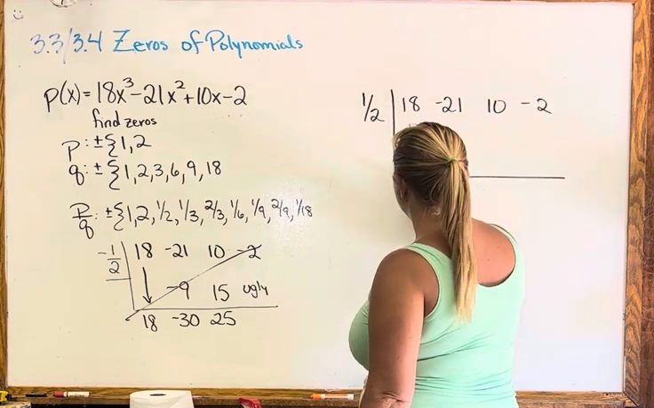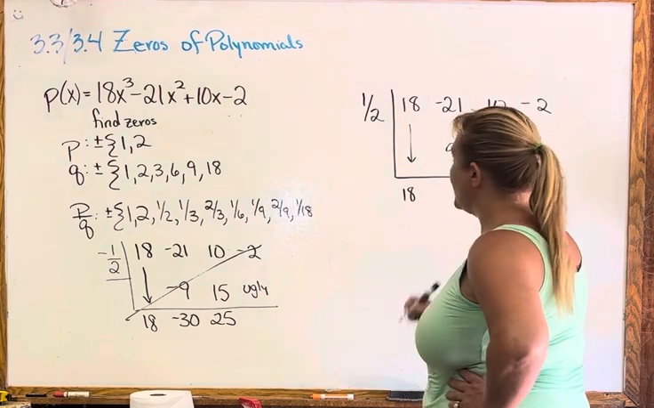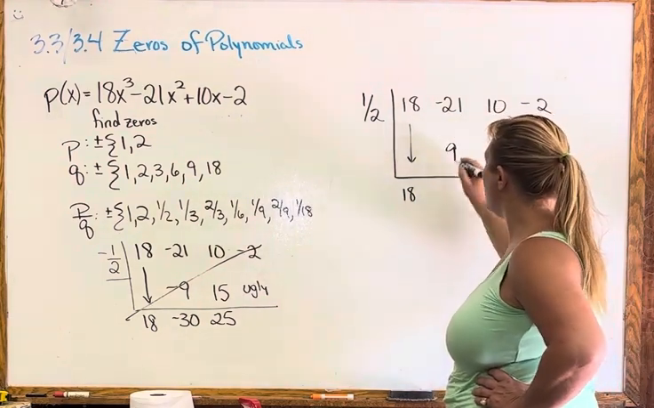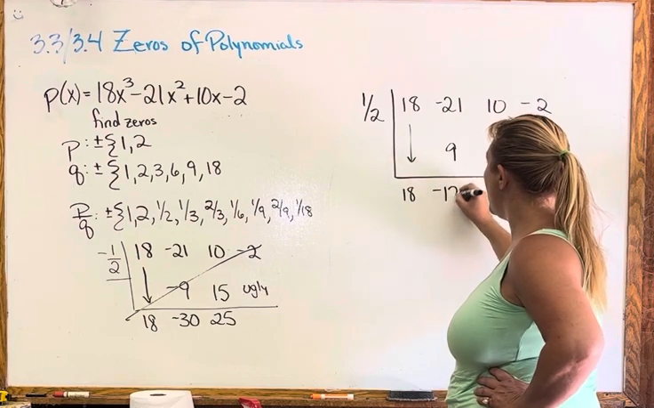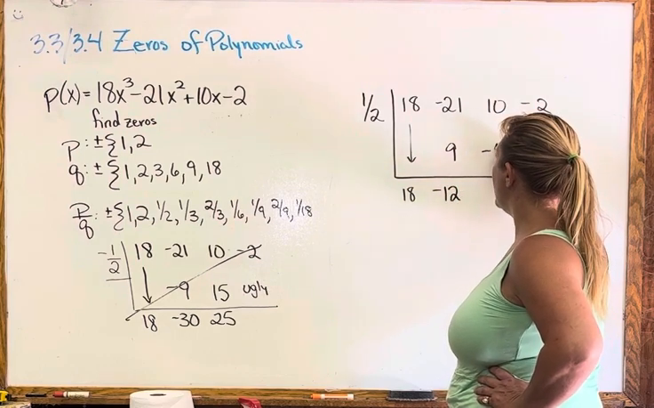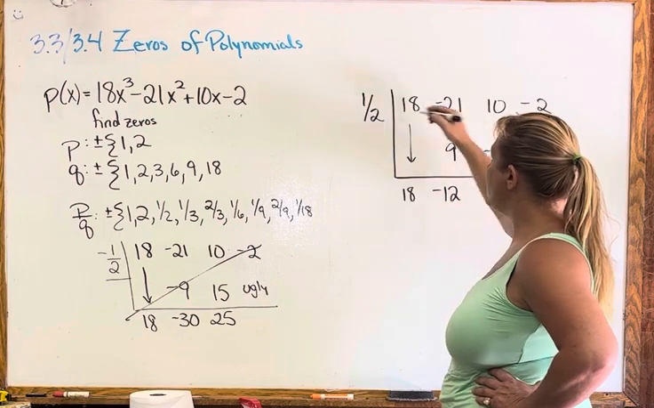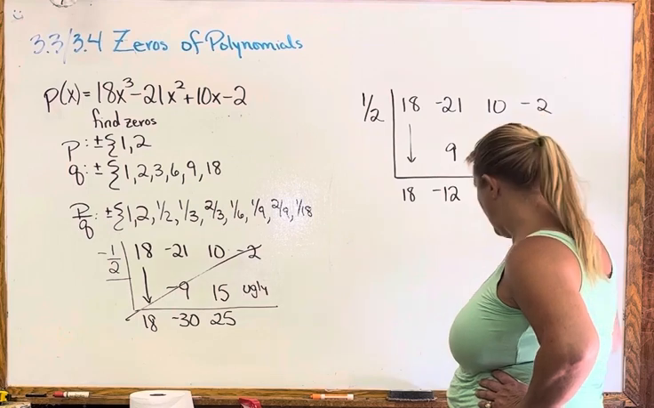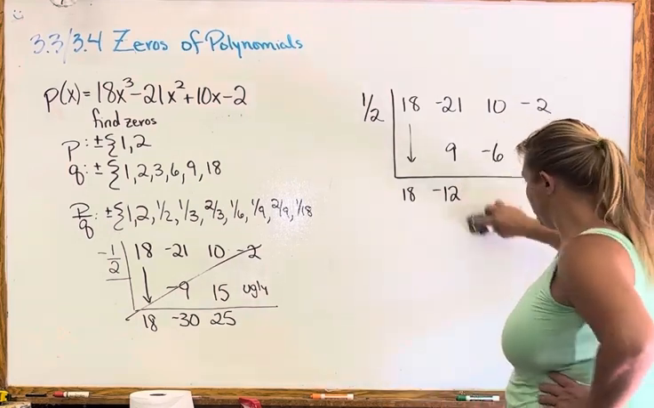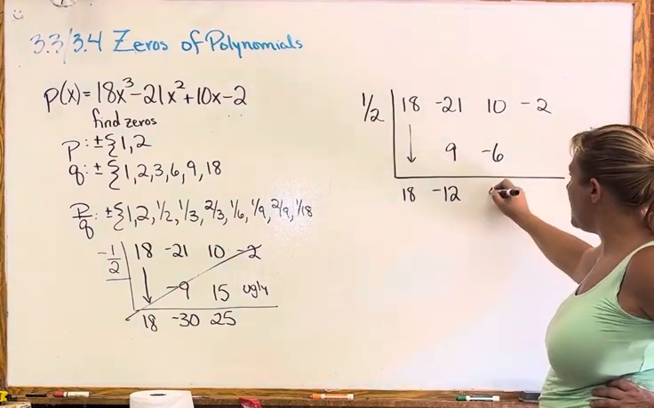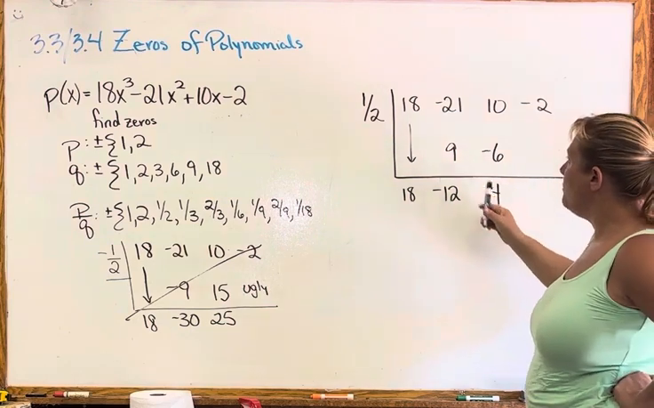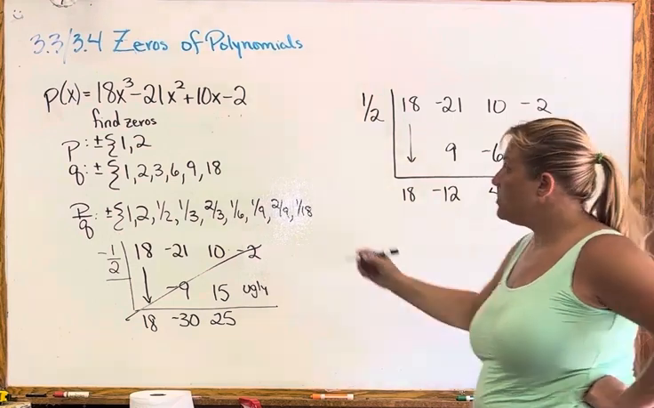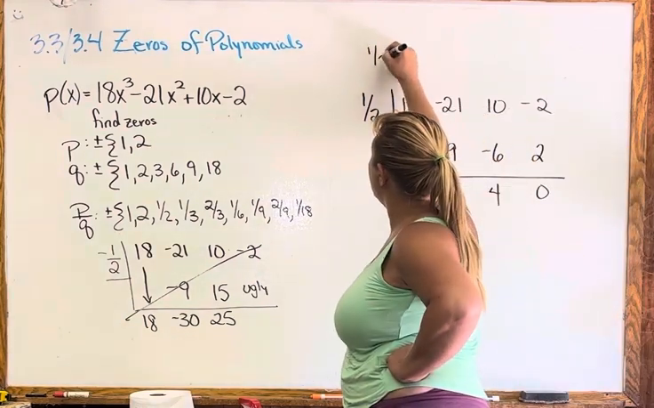Bring down the 18. That's going to give us 9. Okay, -21 plus 9 puts us at -12, which gets us to -6. -6 times 1/2 is -3. That is not what I meant to do. Sorry, brain fart there. Bring this down, it's a 4. Sorry, total brain fart. 4 times 1/2 is 2, and there's the 0. So 1/2 is a 0.